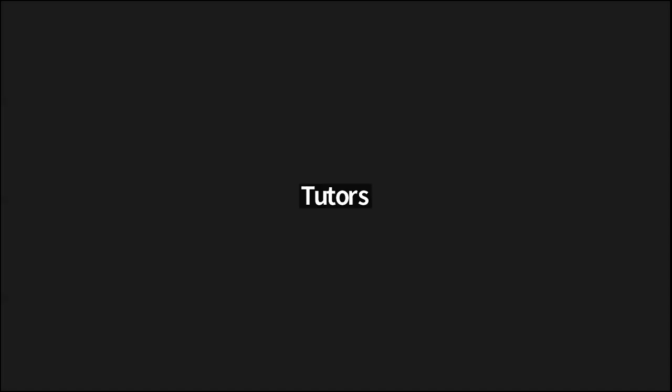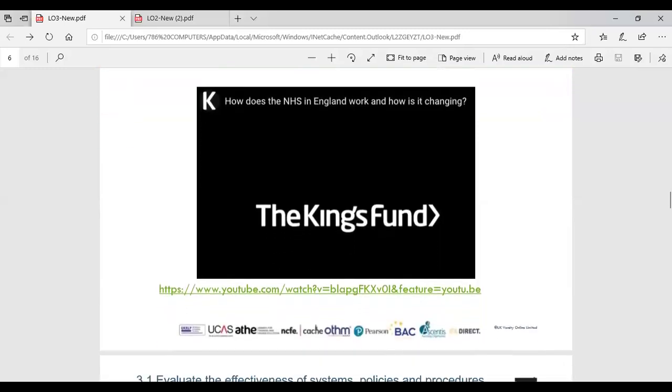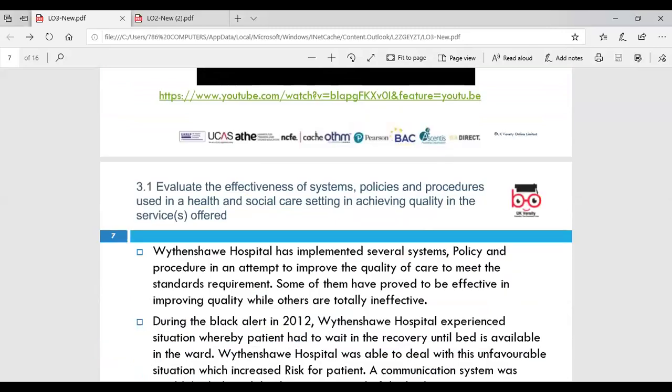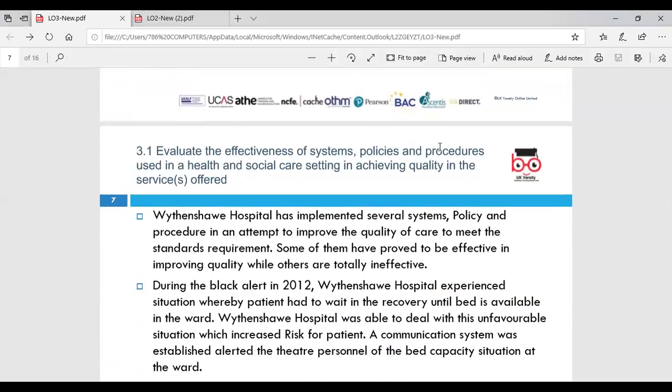So that video was basically showing how the NHS is working and how to make it work more effectively for every individual. There are obviously limited resources, and we need to make sure that we're using them to the best of our ability.